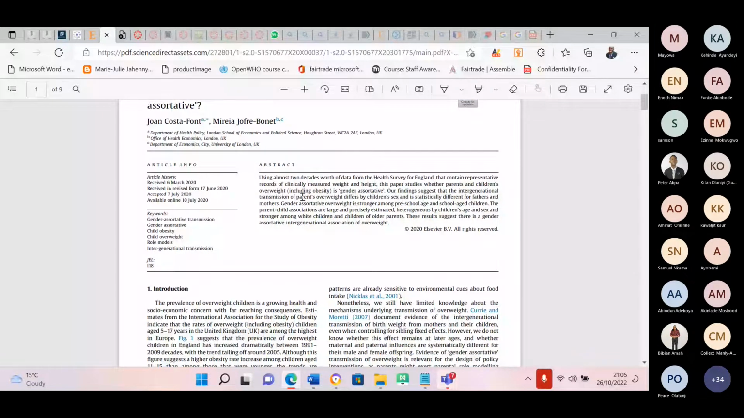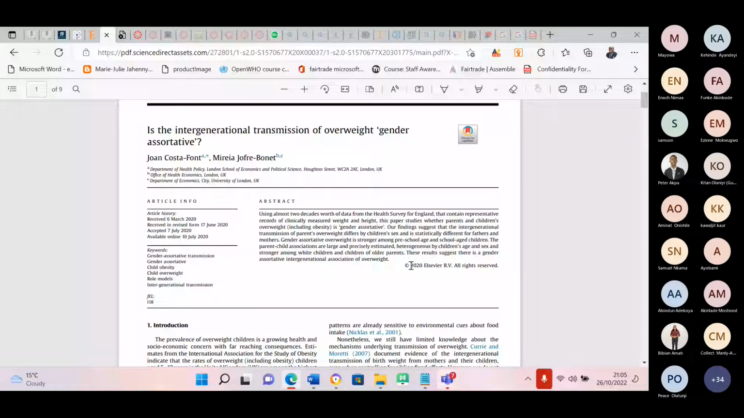In the abstract, what am I looking for? I'm looking for the study population. Here I can see that this study was done in England, and it was parents and children. Are you seeing that? Then what was the concept or the problem? Looking at obesity. Now, what methodology did they use? Can I see the methodology here?